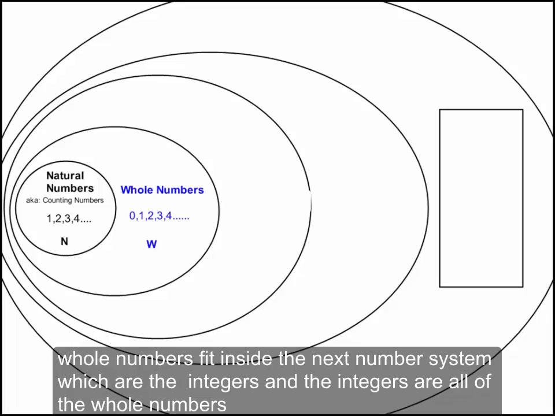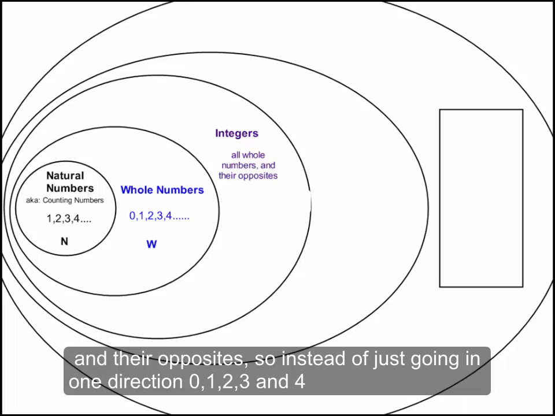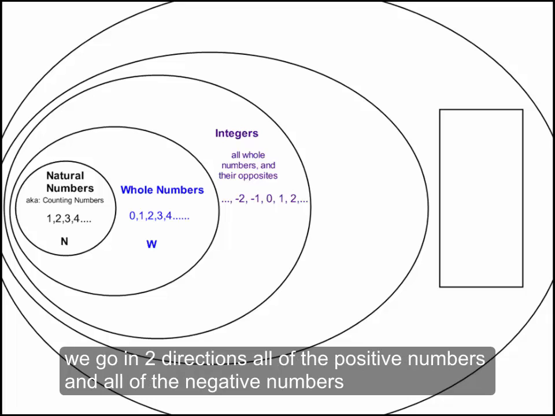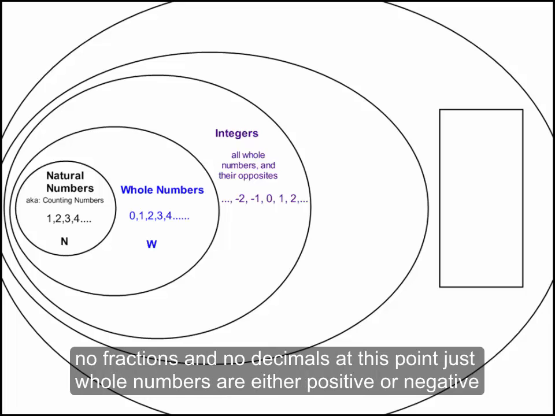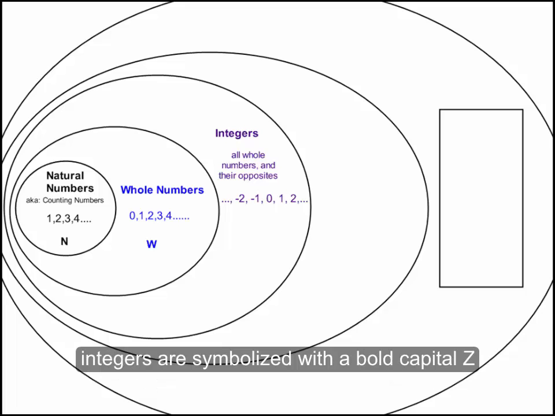Whole numbers fit inside the next number system, which are the integers. And the integers are all of the whole numbers and their opposites. So instead of just going in one direction, 0, 1, 2, 3, and 4, we go in two directions, all of the positive numbers and all of the negative numbers. No fractions and no decimals at this point, just whole numbers that are either positive or negative. Integers are symbolized with a bold capital Z.